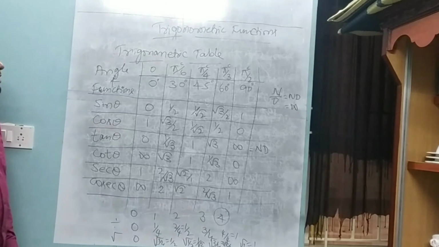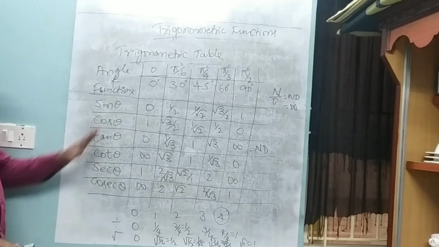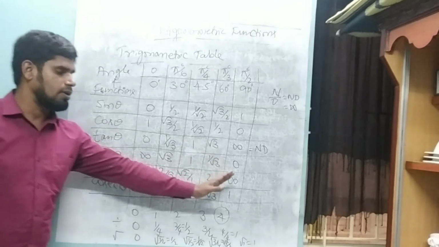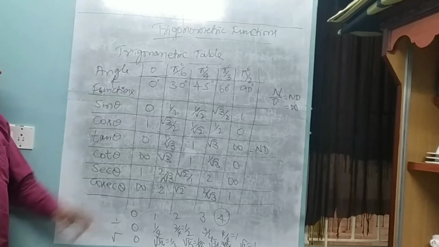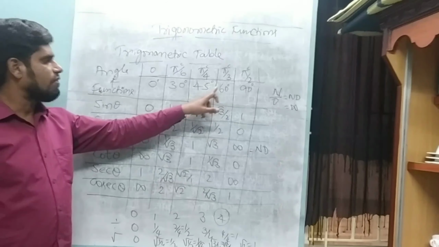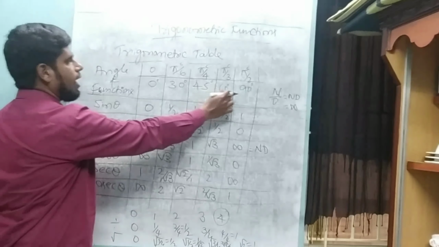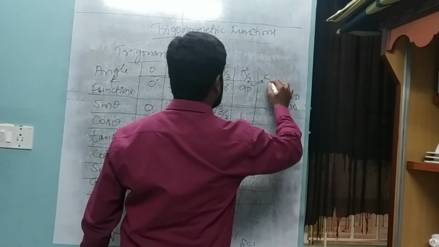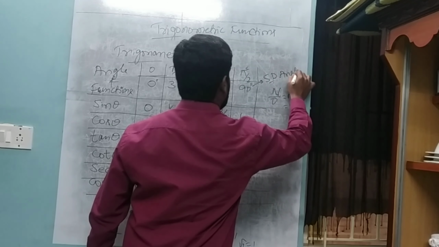Students, this is a trigonometric table, a very basic and very important table. Each and every mathematics student must know this table, and the table helps us a lot in the future. And 0, 30, 45, 60, 90 degree, these angles are called standard angles.